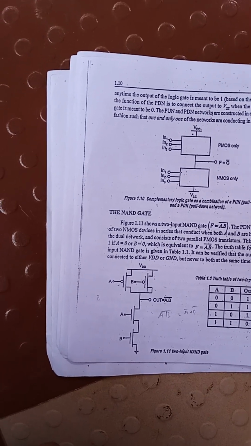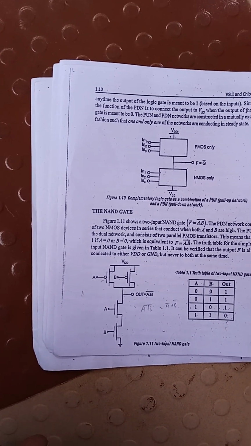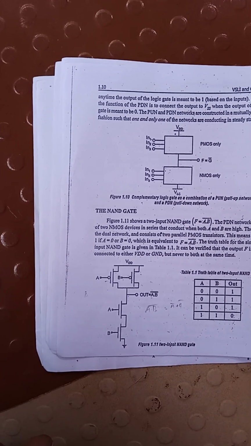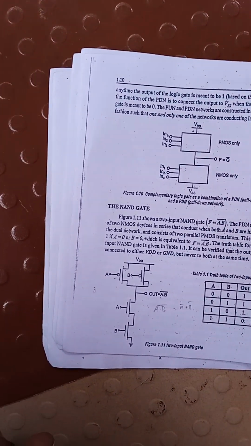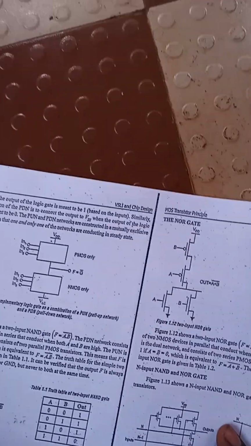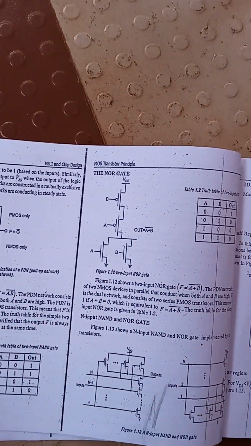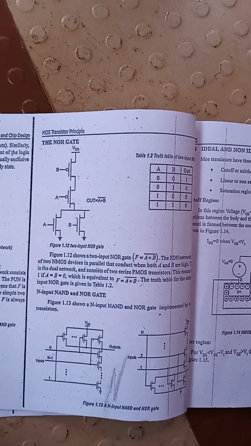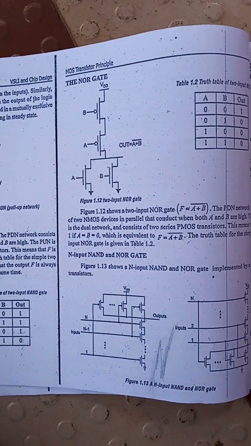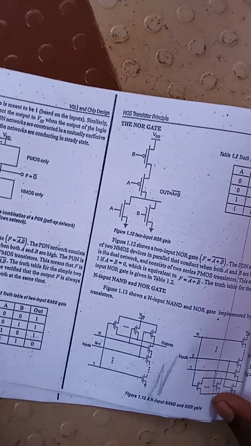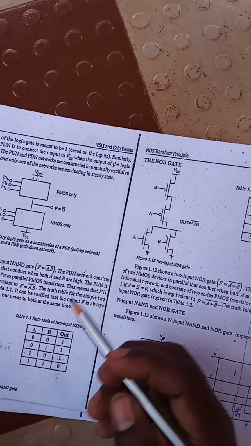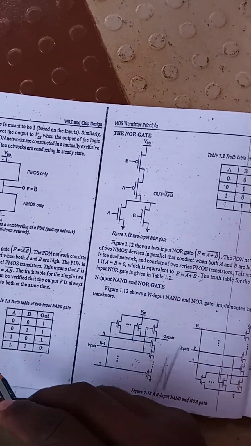Similarly, if it is parallel for the PMOS, it will be series for the NMOS. So this is the diagram for the NAND gate. And for the NOR gate it is A plus B. For PMOS it should be series for the addition, and NMOS should be parallel for the addition. In this way they have drawn the circuit. So there may be a possibility of a diagram of these NOR and NAND gates.